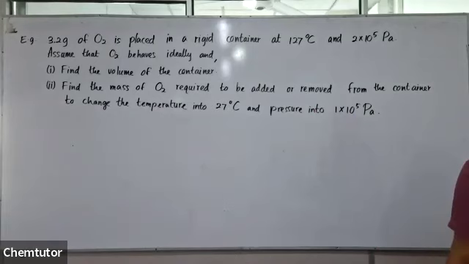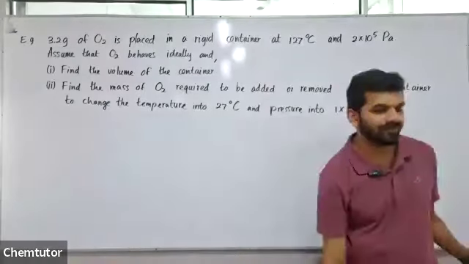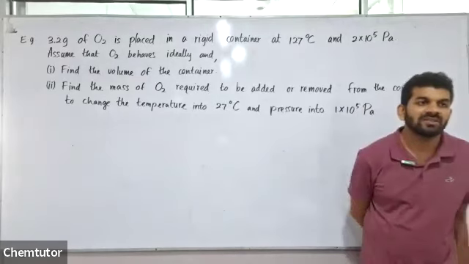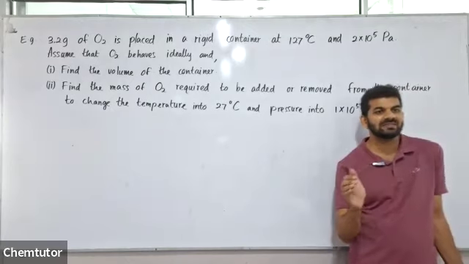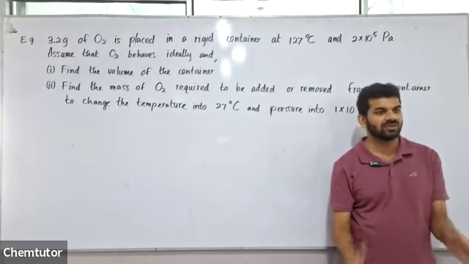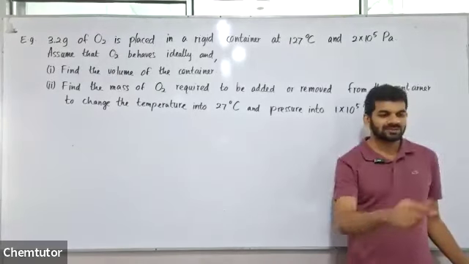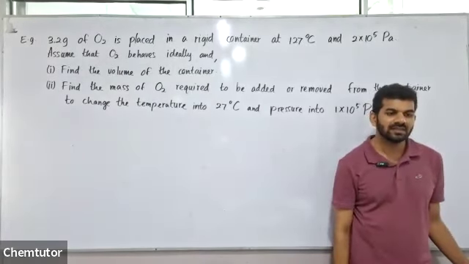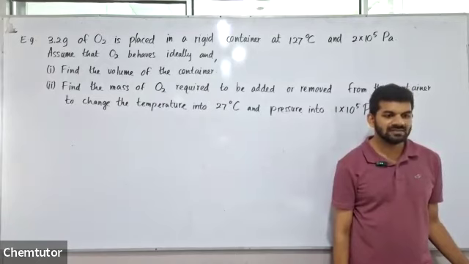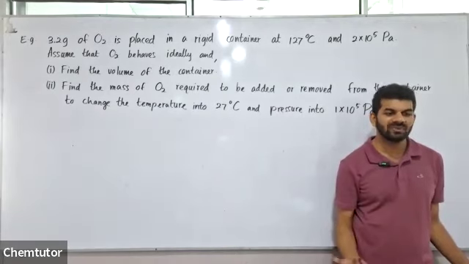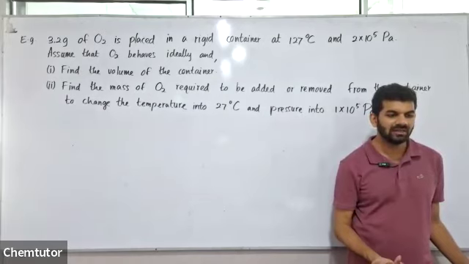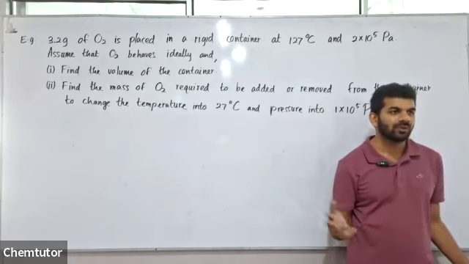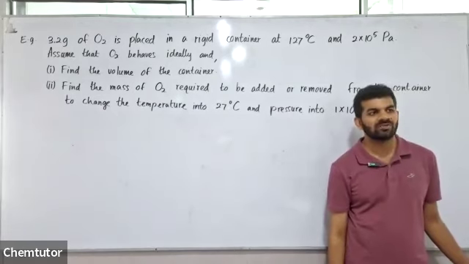This is the question. 3.2 grams of oxygen is placed in a rigid container. What do you mean by a rigid container? Fixed, it has a fixed volume. That means there is no volume expansion or contraction. Correct. So 3.2 grams of oxygen is placed in a rigid container at 127 degrees Celsius and 2 into 10 to the power 5 pascals pressure. Assuming ideal behavior, find the volume of the container and then find the mass of oxygen required to be added or removed from the container to change the temperature to 27 degrees Celsius and 1 into 10 to the power 5 pascals.